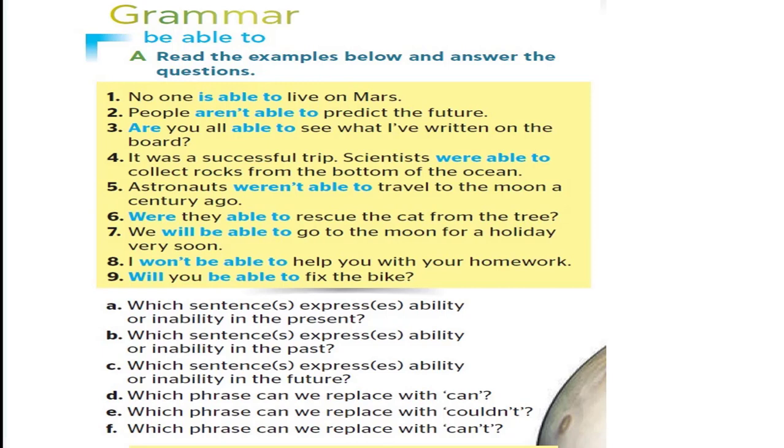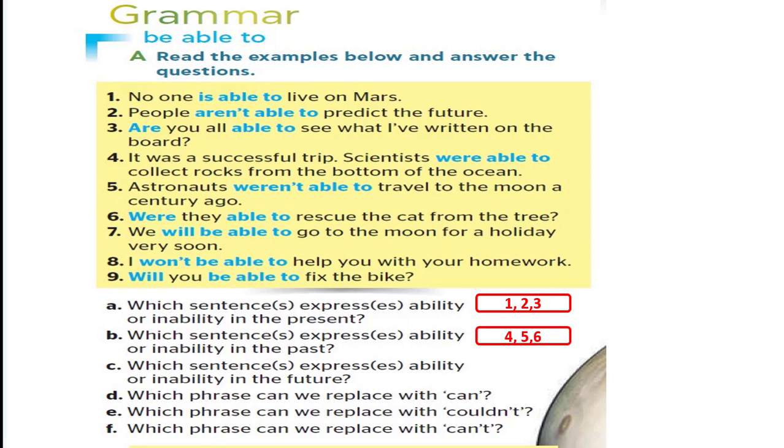Now we are talking about the present. So the answer is 1, 2, and 3 because he used is and are able to. Question B. Which sentence or sentences express ability or inability in the past? Remember, when we were talking about the past, we used were or was able to. So the answer is sentences 4, 5, and 6.